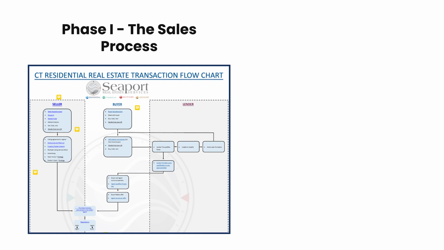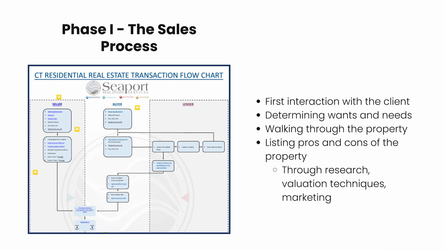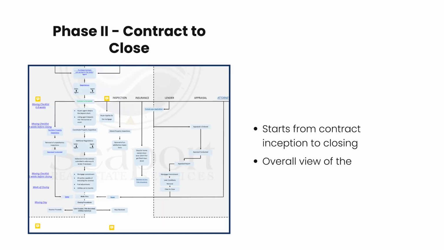The first phase is going to be the sales process. Now, this includes the first interaction with the client, determining their needs, their wants, walking through the property, acknowledging the pros and cons of the property through things like research, your valuation techniques, marketing, right through the negotiation and acceptance of the contract. Now, the second phase is going to be the contract to close phase, and that's going to be from contract inception to the closing.